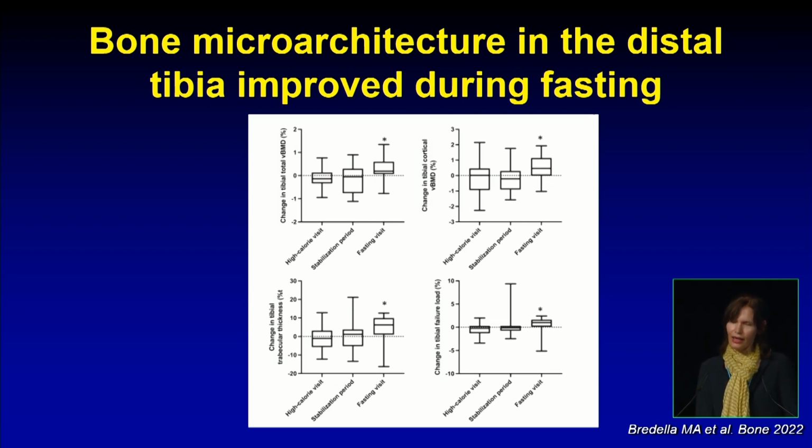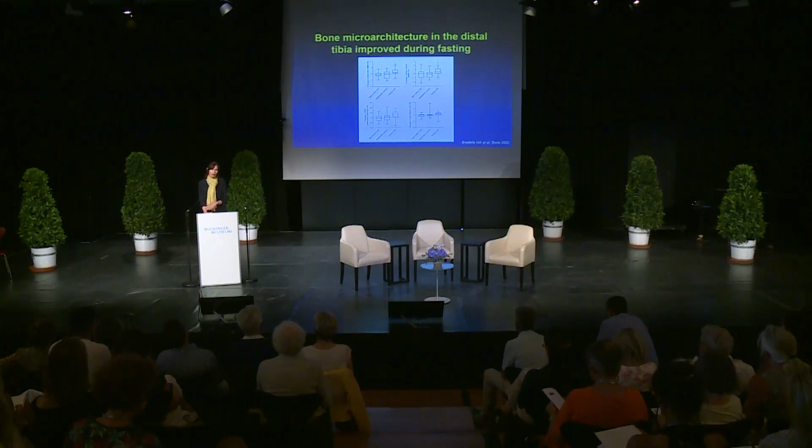in the distal tibia, there was an increase in bone microarchitecture. So here you see the change in tibial total volumetric bone mineral density. There was no change during the high caloric diet or the stabilization period, but during fasting, there was a significant increase in your volumetric bone mineral density, which is a very accurate assessment of BMD. And also in the cortical bone, there was much more cortical bone mineral density. And also trabecular thickness increased, and the strength estimate, failure load is one of these estimates, increased. This was in the distal tibia. We did not see anything in the distal radius.